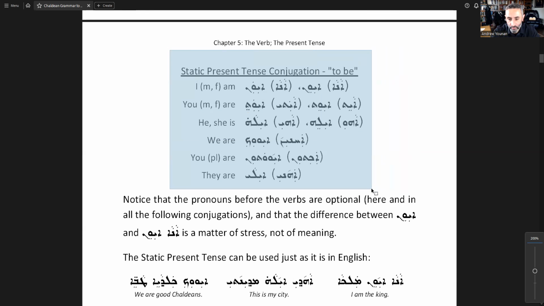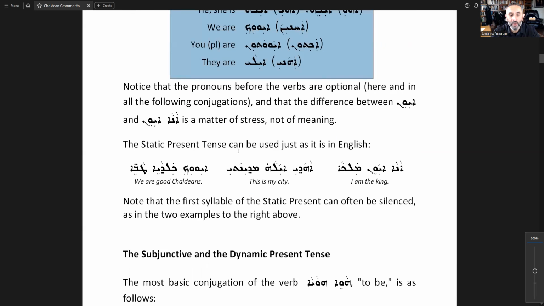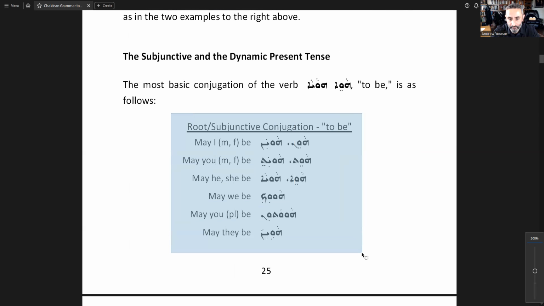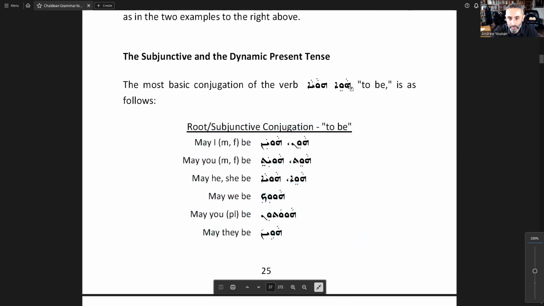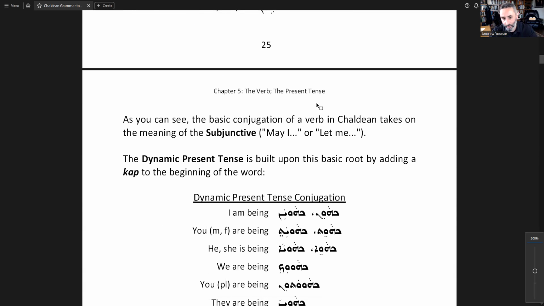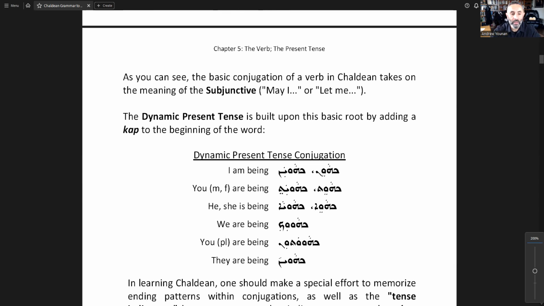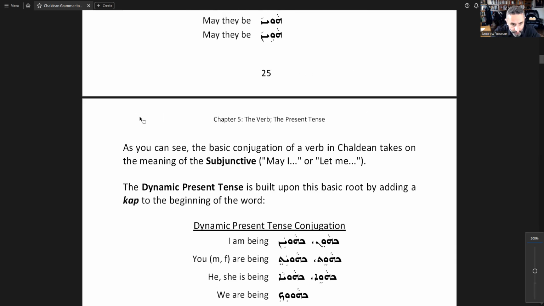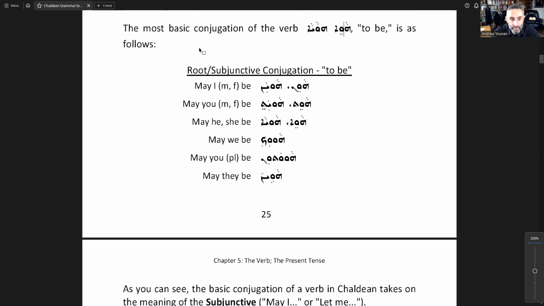So now you have so far, I am. This is very, very useful. It's much more common than the other one. And then now you have may I be. So these are two words to say I am. Now, one last thing, and I'll pause for a second. As you can see, the basic conjugation of a verb in Chaldean takes on the meaning of the subjunctive. I talked about that already. Now let's talk about the dynamic present tense.